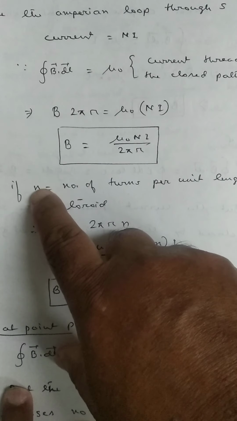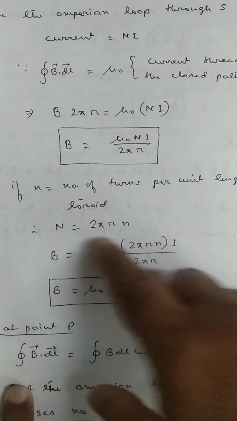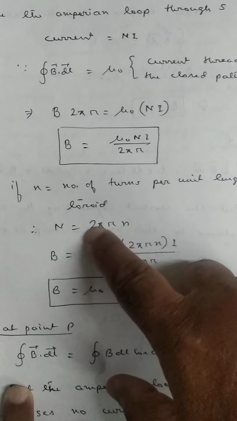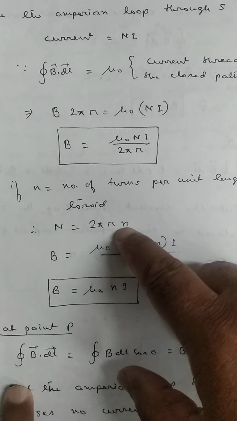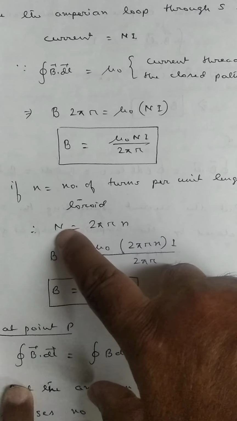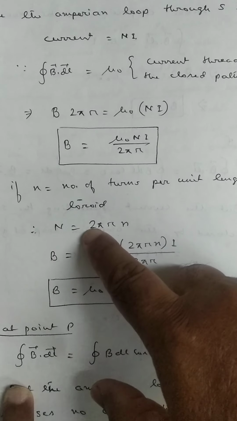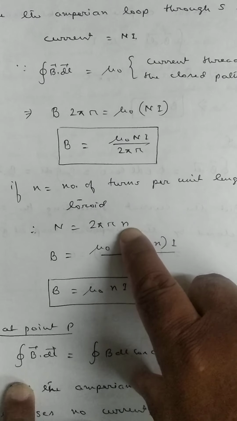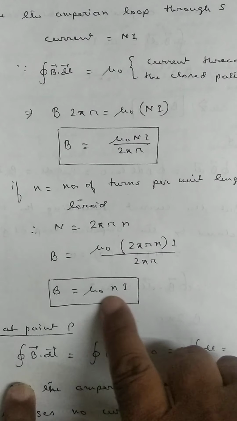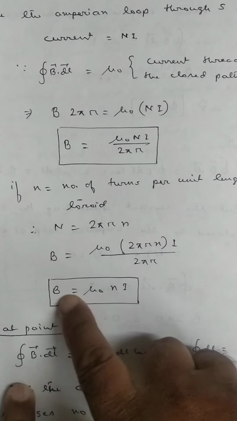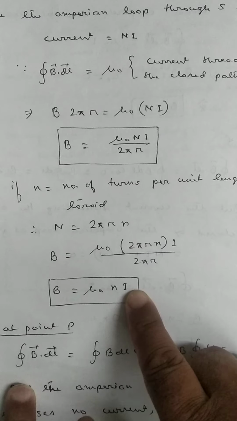But if I call n the number of turns per unit length of the toroid, then what is the total number of turns? What is the circumference of the toroid? The circumference of the toroid is twice pi r. n is the number of turns per unit length. So the total number of turns of the toroid is equal to the circumference of the toroid multiplied by the number of turns per unit length. If I multiply these two, I will get B is mu 0 n i. This is the magnetic field induction along the axis of the solenoid.